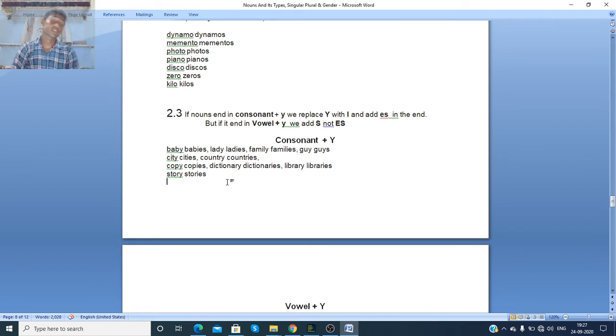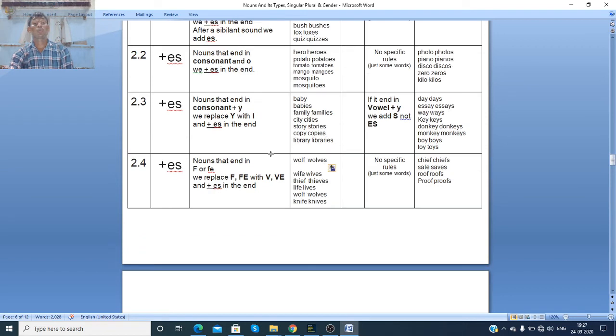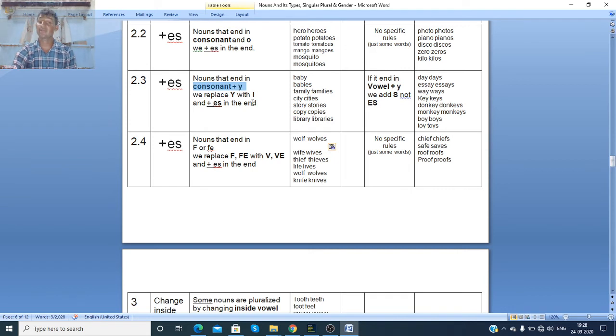We can also say speech category. Like baby, babies: we replace y with i. Lady will become ladies. I have already mentioned it in detail in the plural rules table. If a noun ends in a consonant and y, we replace y with i and add es, so baby becomes babies. But if it ends in a vowel plus y, we simply add s, so day becomes days, essay becomes essays.